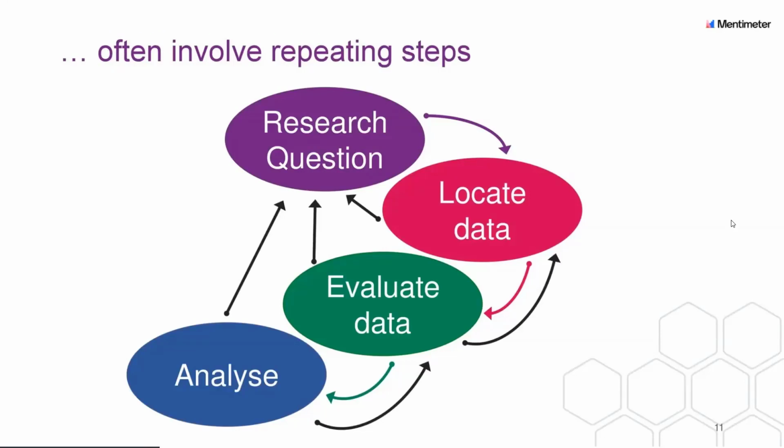We often go round and around. So we might find data. In light of the data, we might have to refine the research question. Once we look at what we've got, we might need to go back to the research question or look again to see if there are other types of data that would help us. As we're analysing it, we may need to go back and evaluate, locate, rephrase research questions. So it's quite a messy process, often involving repeating steps, and at times having disjunctures between different phases, because this is clearly not the only thing most of us will be doing.